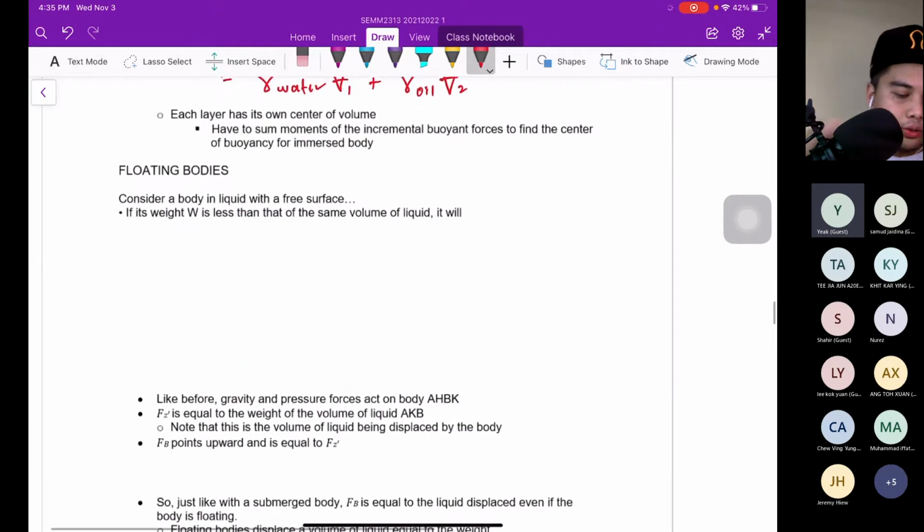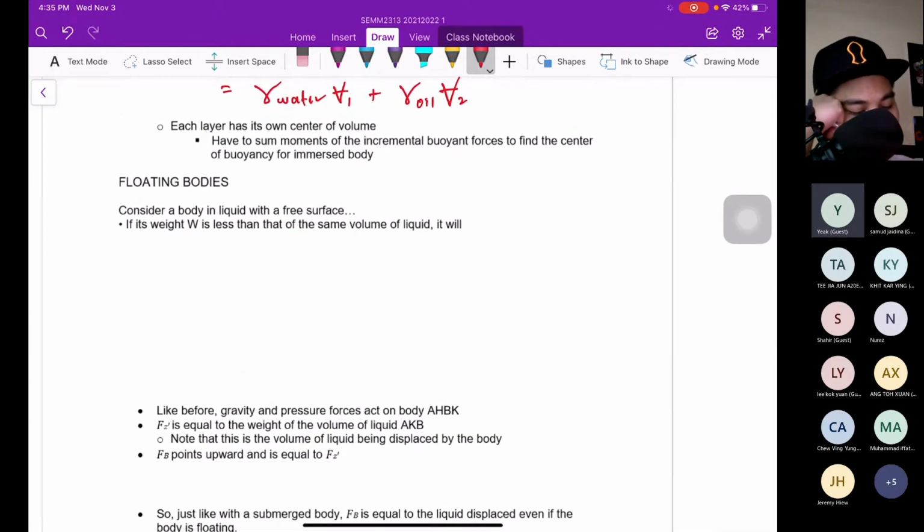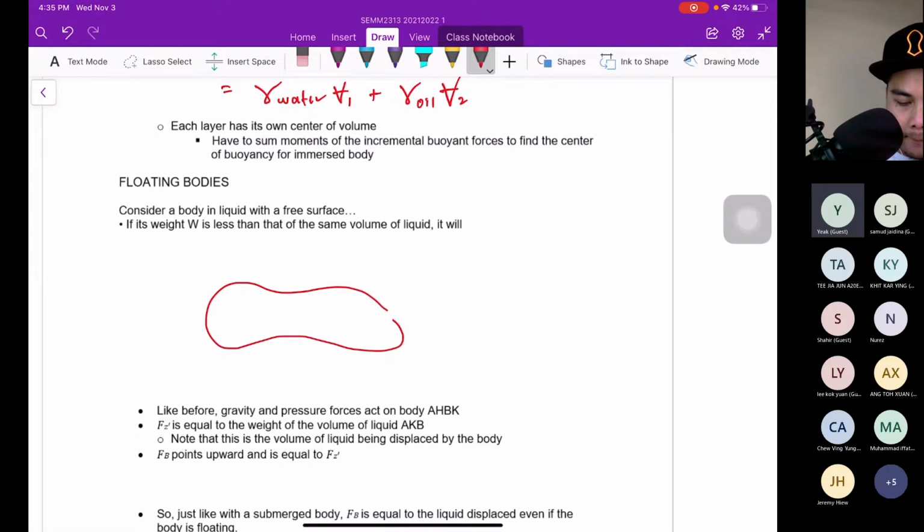Okay, so for a floating body, that means it floats. Consider a body in a liquid with a free surface, that means it is exposed to the atmosphere. So this is how it floats, on top of water. This is a different case. We have an arbitrary shape, and you try to submerge it in the water. However, the body rises and floats.